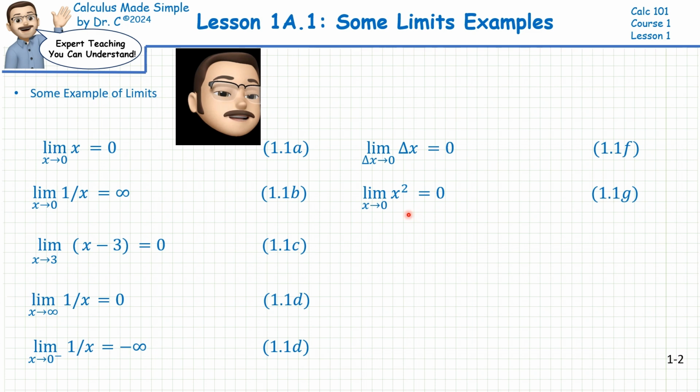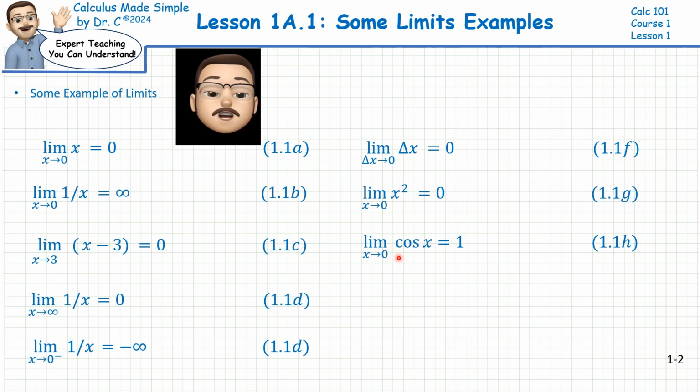The limit as x approaches 0 of x squared is equal to 0. The limit as x approaches 0 of the cosine of x is equal to 1, since cosine approaches 1 as x approaches 0. The limit as x approaches 0 of sine of x is equal to 0 because sine of 0 is 0.